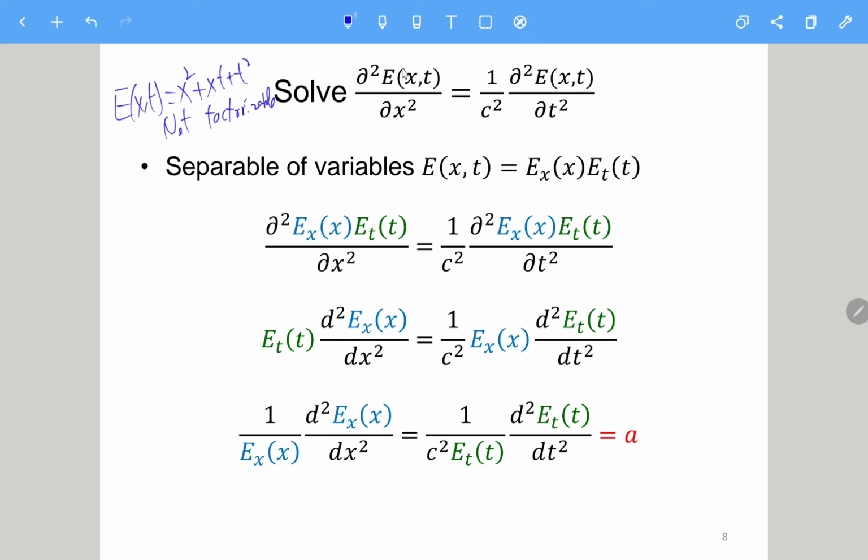We try to plug this into the original equation. So this is E of x and t. We plug this here and here. So it looks like this is E of x, this is E of t, this is E of t. I use the blue color to stand for the function of E related to x, and I use the green color to stand for the function of E related to t.